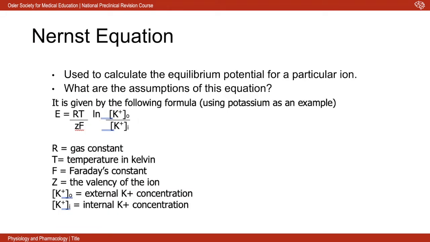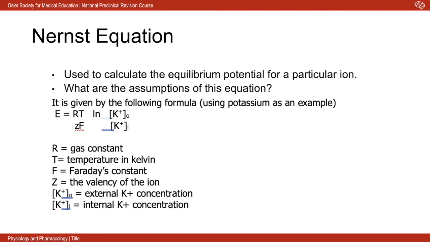The next equation we should consider is the Nernst equation, and this equation can be used to calculate the equilibrium potential for a particular ion, that is the voltage difference that would be needed to create an electrical gradient equal and opposite to the chemical gradient. It's given by the following formula.